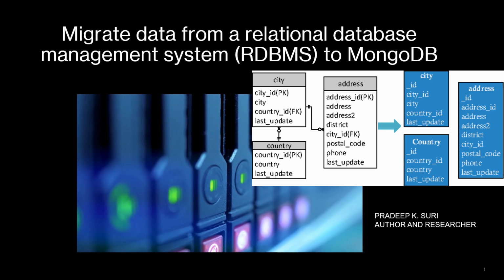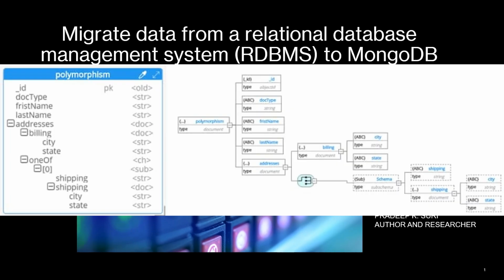1. Understand the RDBMS schema. Analyze the structure of your RDBMS tables, including table relationships, primary and foreign keys, and data types. 2. Design the MongoDB schema. Determine how you want to structure your data in MongoDB. Unlike RDBMS, MongoDB is a NoSQL database, so you'll need to denormalize your data and design a schema that suits your application's needs.